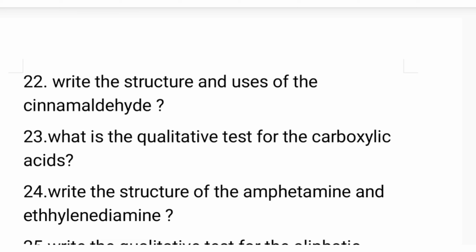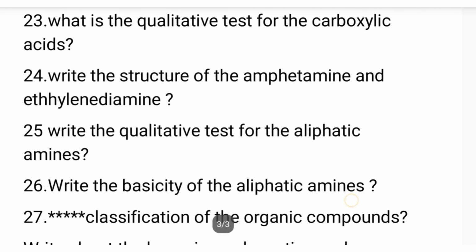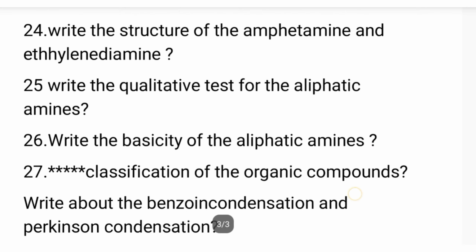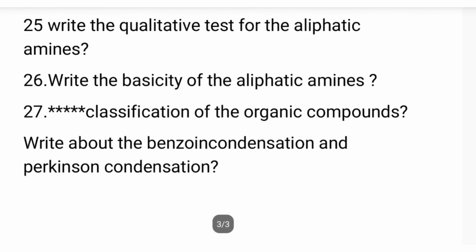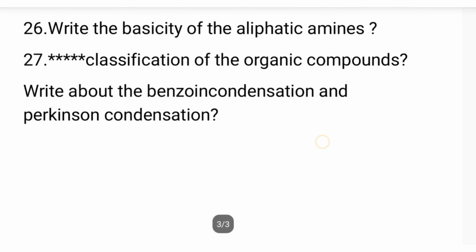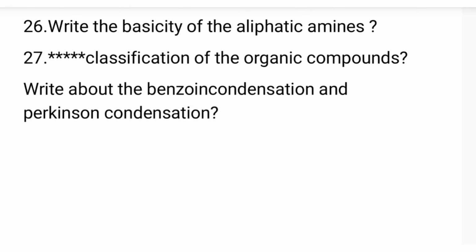And write the structure and uses of cinnamaldehyde. And what is the qualitative test for the carboxylic acids? Write the structure of amphetamine and ethylene diamine. Write the qualitative test for the aliphatic amines. Write the basicity of the aliphatic amines. Classification of the organic compounds. Write about the benzoin condensation and Perkin condensation.